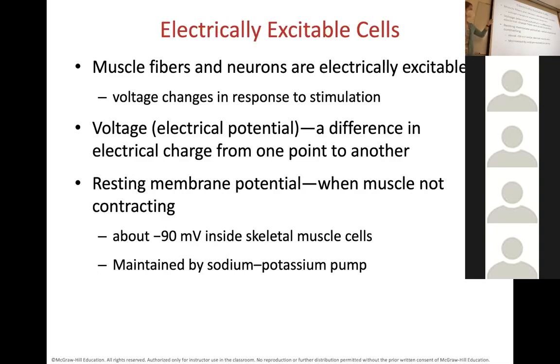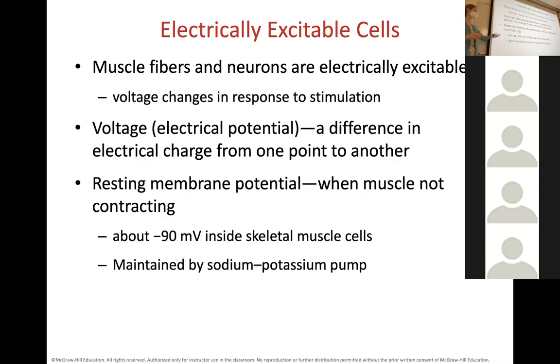Okay, so we have voltage in our cells. Within a resting muscle cell, so one that's just not contracting, the charge is about -90 millivolts. I know that number doesn't really mean anything to you, but we'll talk about it in relation to nerve cells as well. So nerve cells are also negative inside. But just remember that it's a negative charge inside the cell. That is the most important part.